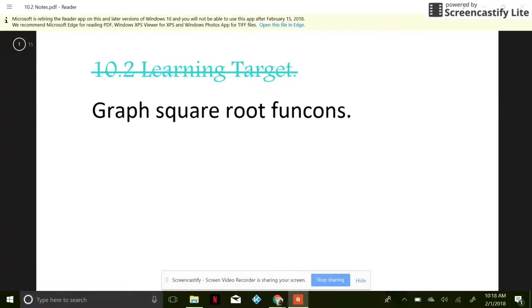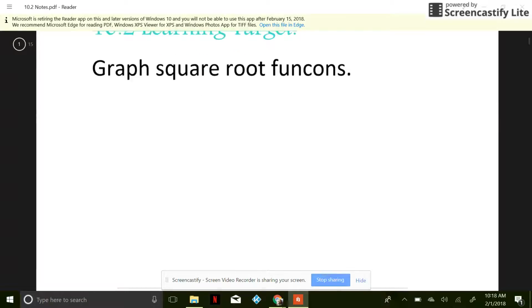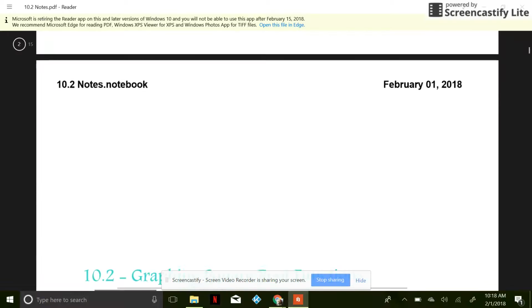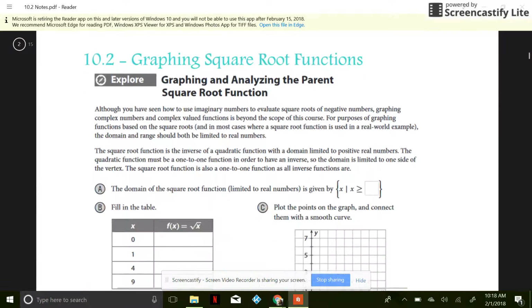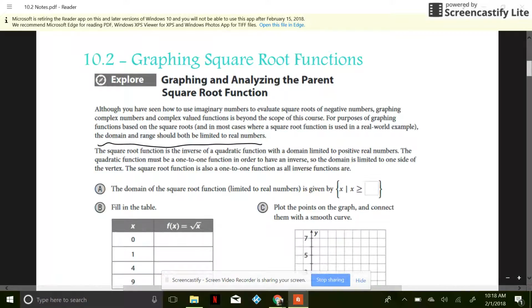So we're looking at section 10.2. We're going to be focusing on graphing square root functions. Although we've seen how to use imaginary numbers to evaluate square roots of negative numbers, graphing complex numbers and complex valued functions is beyond the scope of this course. For purposes of graphing functions based on square roots, and in most cases where a square root function is used in a real-world example, the domain and range should both be limited to real numbers. So we're going to be limiting our domain and our range.